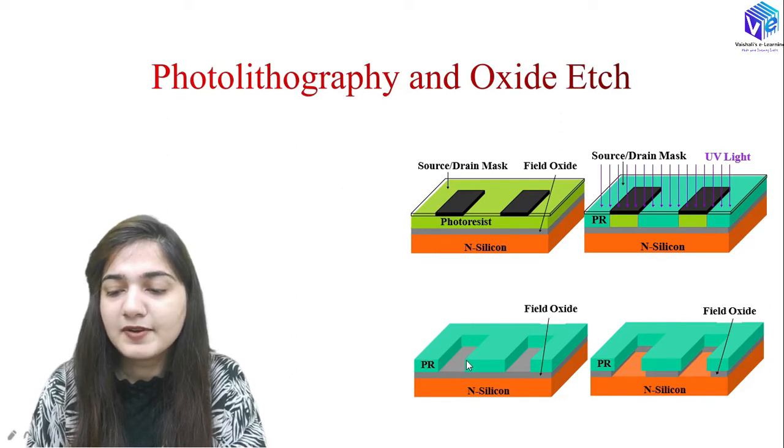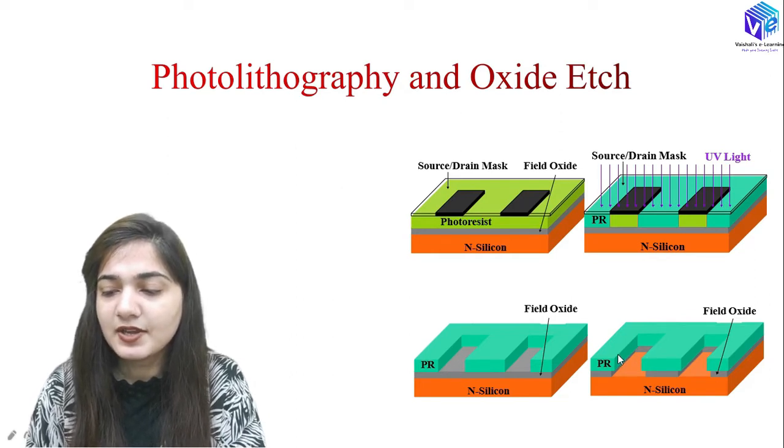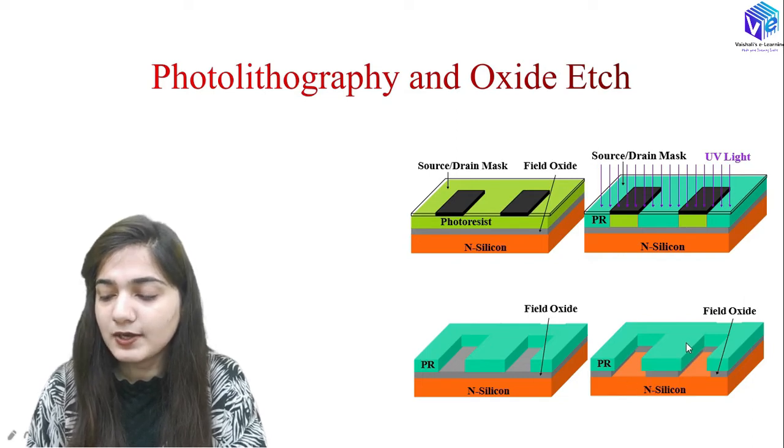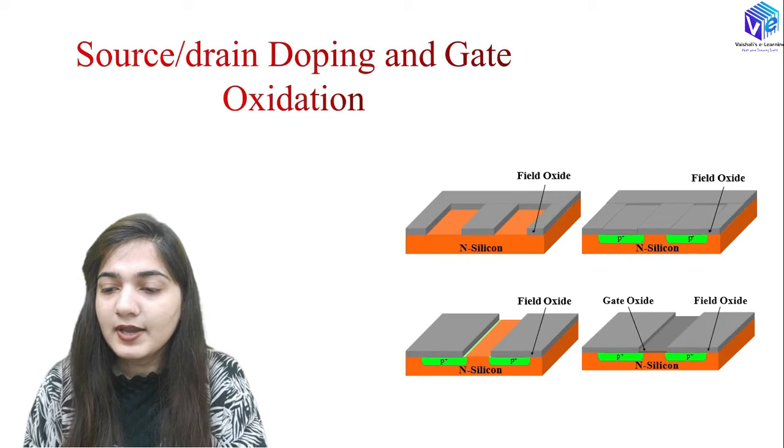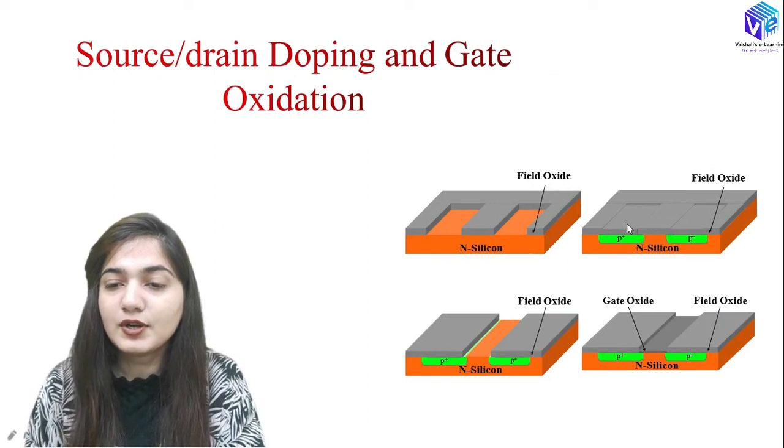So now I will be going to the development phase, where I will be removing the SiO2 layer underneath it, right? So here you can see now I have an exposed N type silicon layer in this particular mask only, right? So now after that we are going towards the source and drain doping, and then we will be having the gate oxidation.